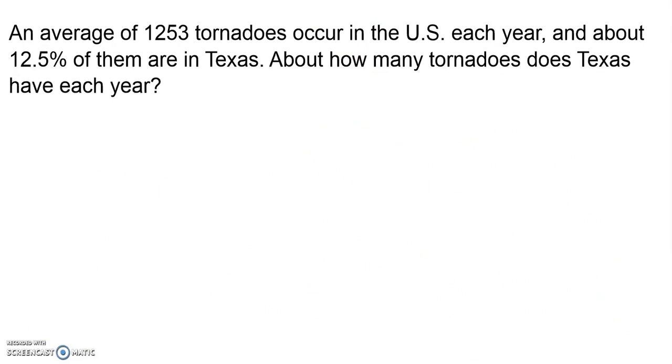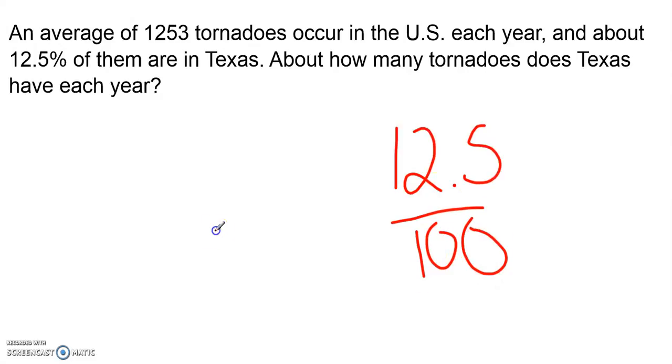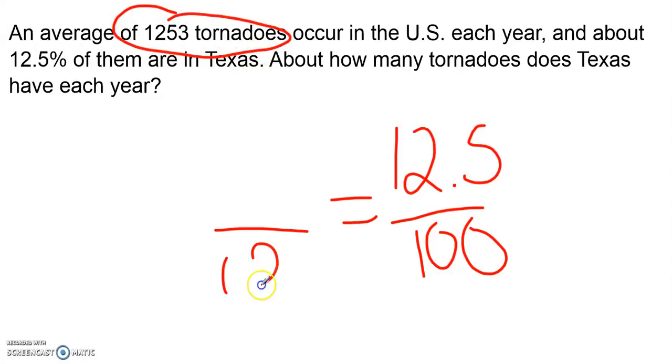Okay, so this question says an average of 1,253 tornadoes occur in the U.S. each year, and about 12.5% of them are in Texas. How many tornadoes does Texas get a year? So we have over here 12.5 over 100 and an average of, so we have that of there, so that's going to be 1,253 goes here, and we don't know this.